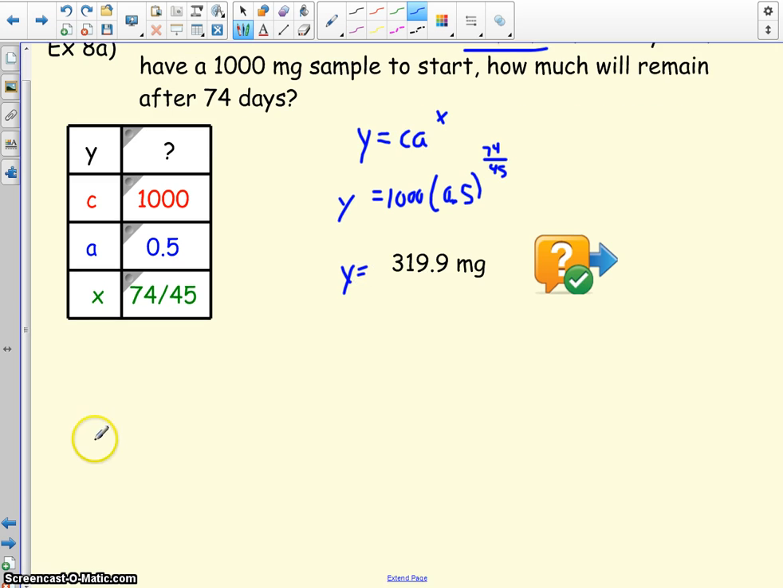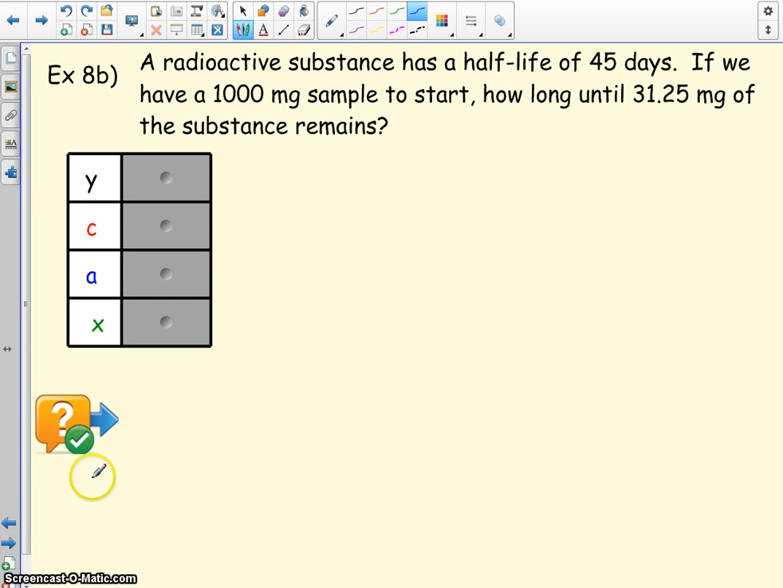Okay, so with that in mind, I would like you to try B. It's another half-life problem. Same half-life, actually, 45 days. So try and set up this equation, solve for whatever unknown it wants here, and we'll take it up when you're ready.